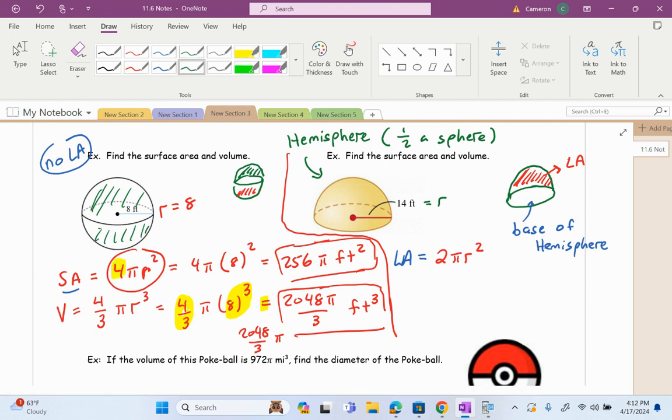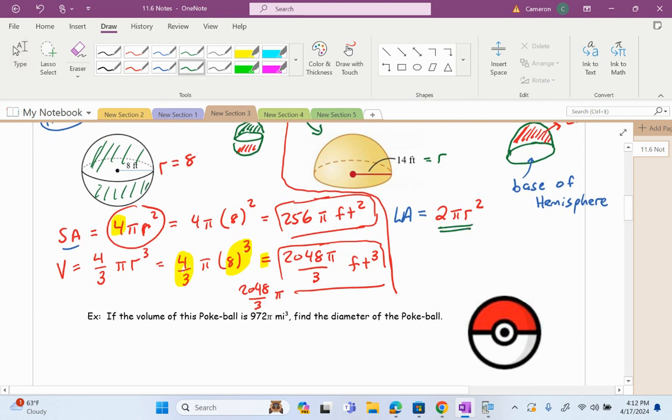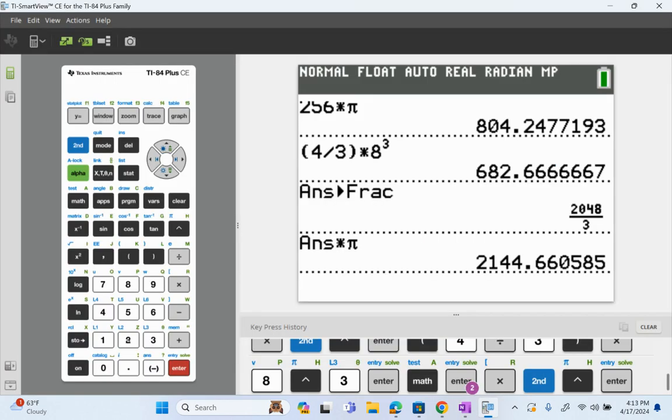The other way you could do it is you could find the surface area of the whole sphere, like we did in example 1, and then just divide your answer by 2 at the end. Because you won't get this on your formula sheet. This is going to be one you want to either memorize or think of as just surface area of the sphere divided by 2. So 2 pi times 14 squared. I'm just going to type in 2 times 14 squared.